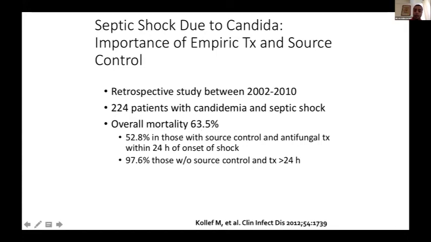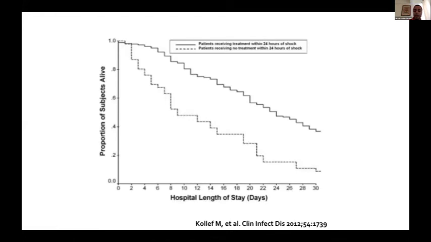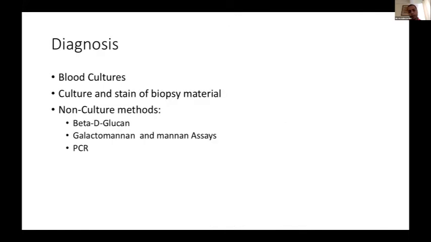Now, despite source control and antifungal therapy within 24 hours of onset of shock, more than half of the patients died. Now, without source control and treatment was delayed for more than 24 hours, almost 100% of these patients actually died. So you can see that it's important to, one, if you have an index of suspicion that this patient could be having a fungal infection, you need to start the treatment immediately while you're waiting for the cultures. And if there is a known source of the fungal infection, then you need to get rid of the source. Otherwise, your mortality tends to go up significantly.